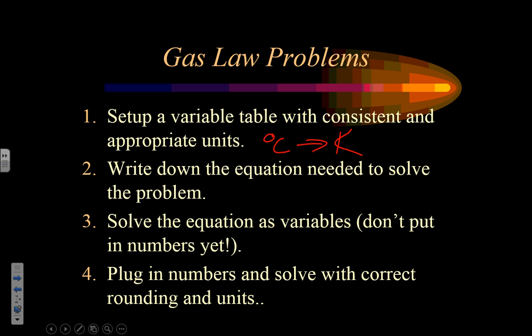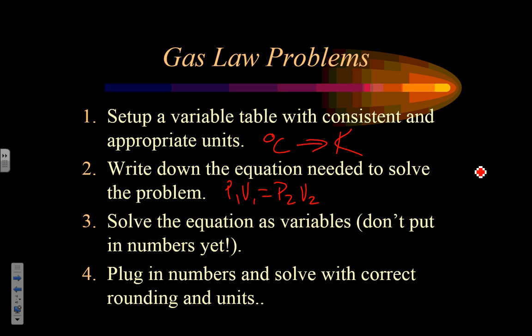The second thing I want you to do is write down the equation we're going to use. In the case of Boyle's law, we would write down P1 V1 equals P2 V2. That way you're establishing to me that you understand the relationship between the variables. The third thing I want you to do is solve this equation for the variables, not by plugging in numbers. I want you to mathematically manipulate this equation before you plug in numbers. That's going to be worth points on the test and points in the homework.